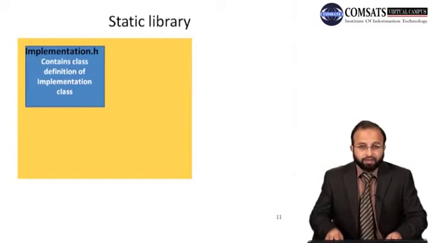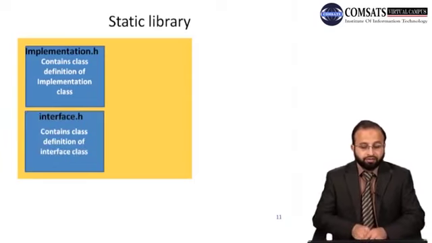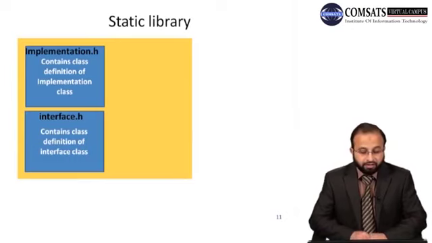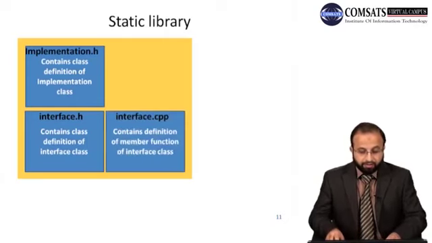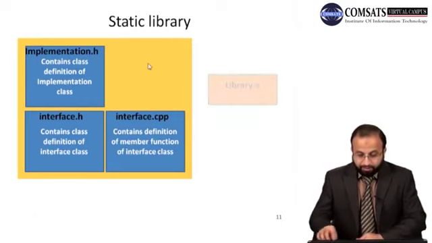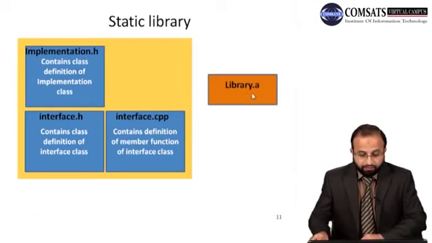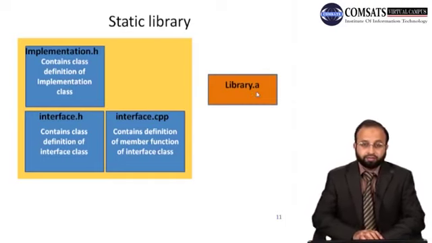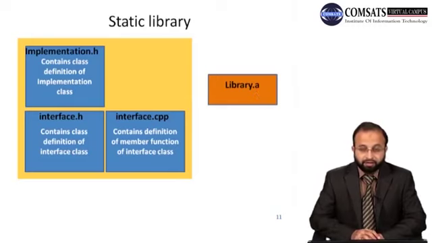It contains the class definition as well as the definition of the member function of the implementation class. The second class is interface.h that only contains the class definition of the interface class with the prototype of the member function, right? And then we have the interface.cpp. Now this file contains the definition of the member function of the interface class, and then we make a library, that is library.a, and we are going to provide this interface.h file and library.a to the client to use it, right? We will make the library now.